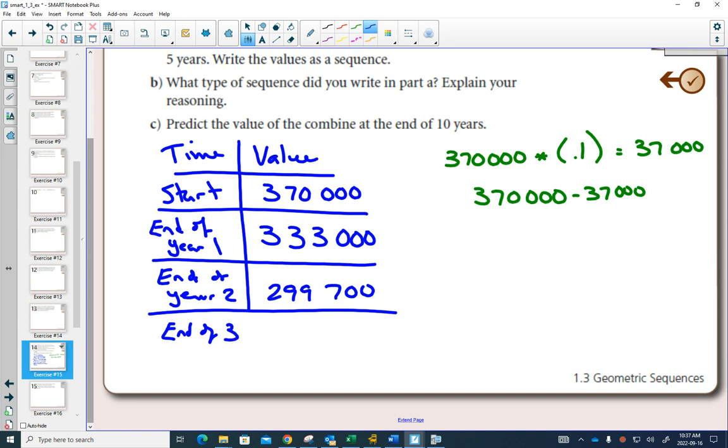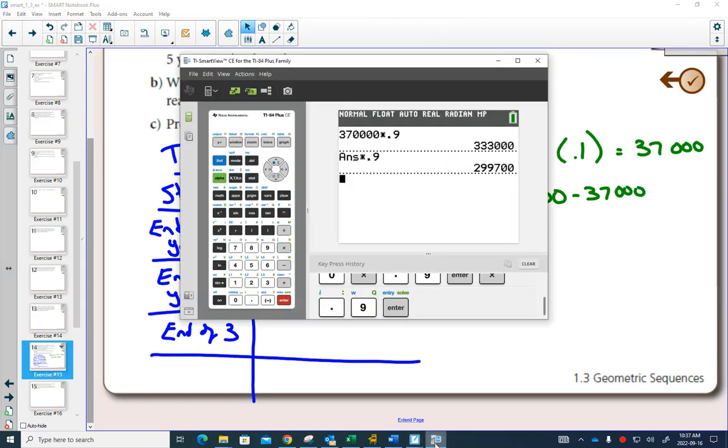And then I start getting lazy. I take out the word year when I write. So end of 3. Something nice about calculators: notice how I just did times 0.9 the last time. It took my previous answer and multiplied it by 0.9.